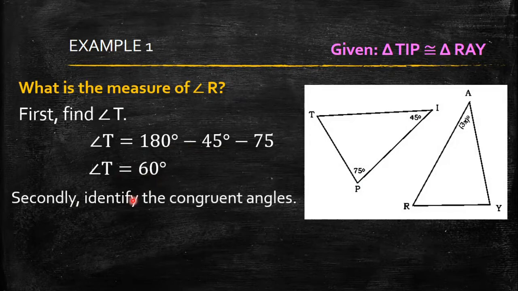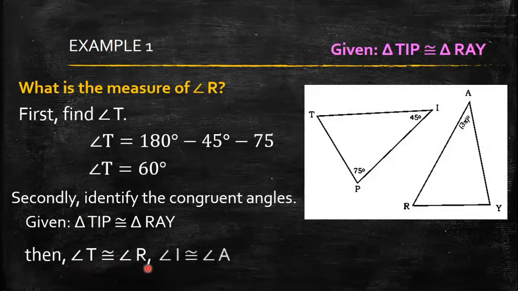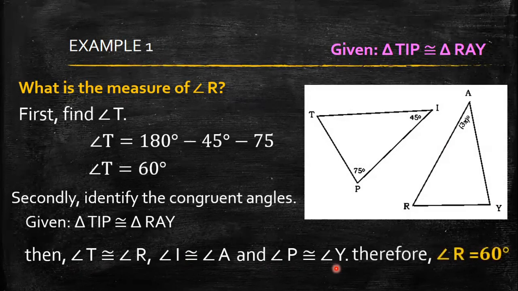Second is to identify the congruent angles. So we have the given triangle TIP is congruent to triangle RAY. Then, angle T is congruent to angle R, angle I is congruent to angle A, and angle P is congruent to angle Y. Since si angle T ay congruent kay angle R, therefore, si angle R ay 60 degrees.